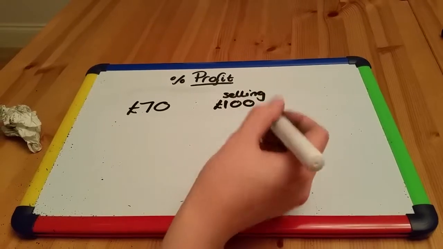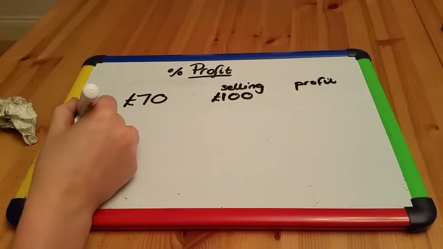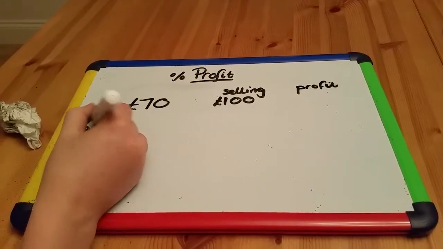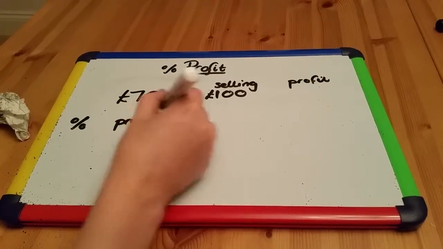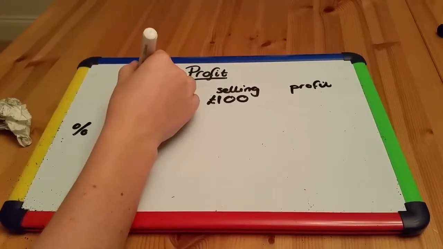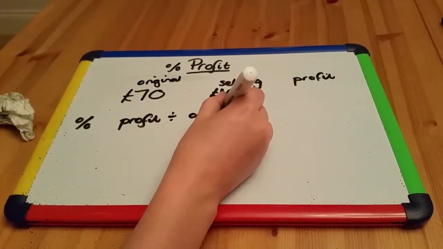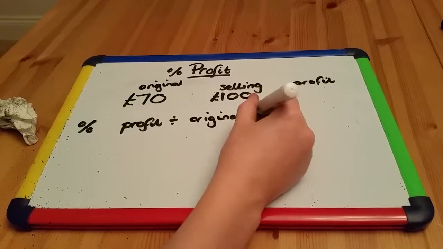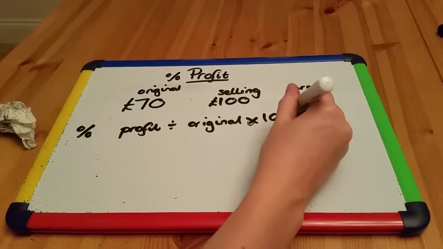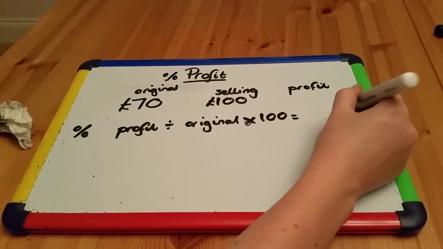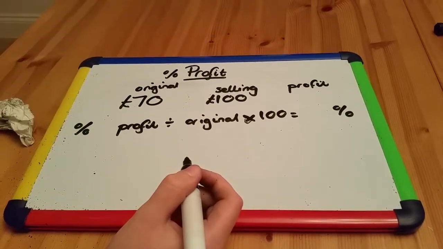How much profit did you make? So work that out first, and then find your percentage profit. Remember, you need to do the profit divided by the original price. That will give you a number, times by 100 to change it to a percentage, and that will give you your answer in percent. So pause here and have a go with the question.